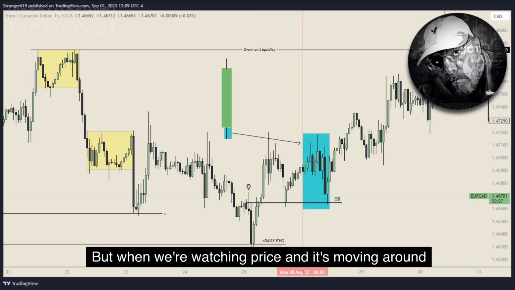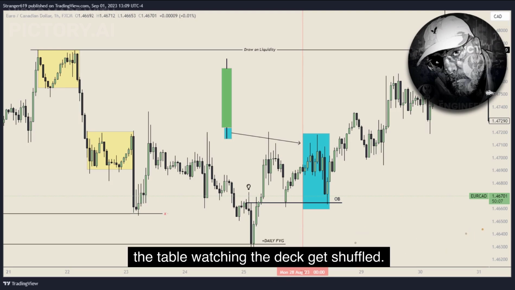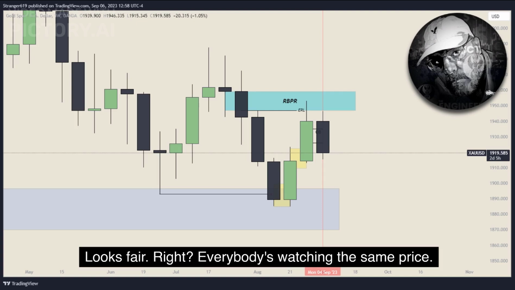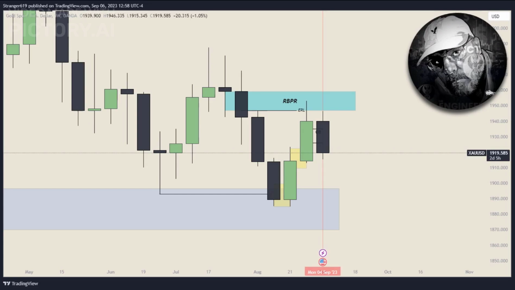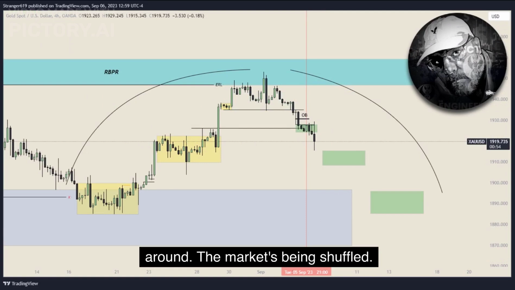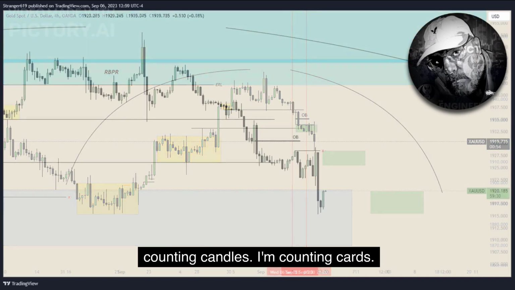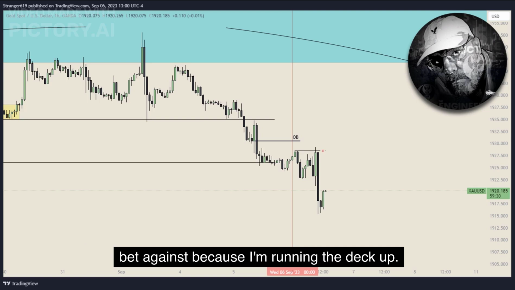But when we're watching price, and it's moving around, gyrating around, that's equivalent to every trader sitting at the table watching the deck get shuffled. Looks fair, right? Everybody's watching the same price. We're all watching ICT talk about the real-time data in ES. Those candles are moving around. The market's being shuffled. And then finally, I'm counting cards. Not candles. I'm not counting candles. I'm counting cards. And I'm going to see when that hand is perfect for me to bet against, because I'm running the deck up.